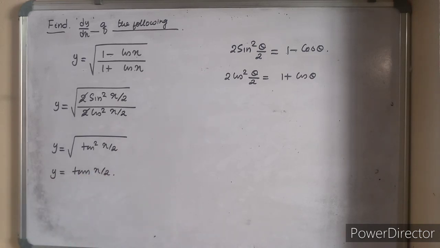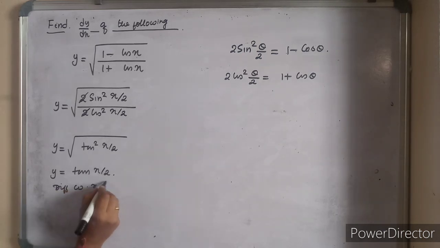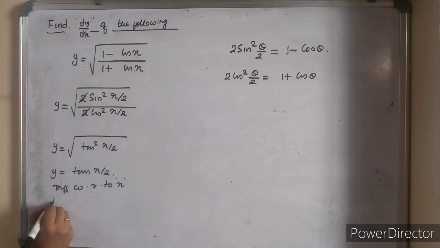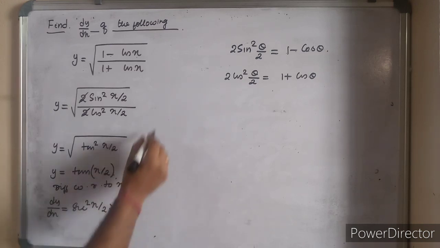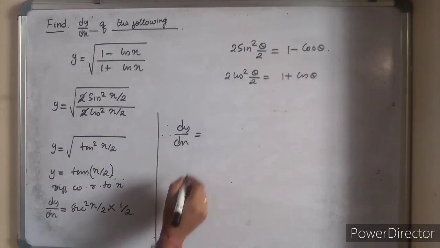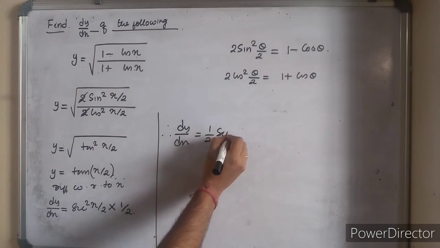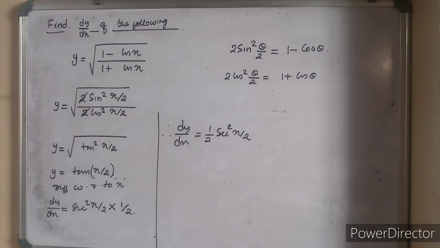Now after the simplification, you have to differentiate this function. Differentiating with respect to x, dy by dx. Derivative of tan is sec square x by 2 into, again you have to differentiate this angle, derivative of x by 2 is 1 divided by 2. The final answer is dy by dx is equal to half into sec square x by 2. These two formulas are very important.